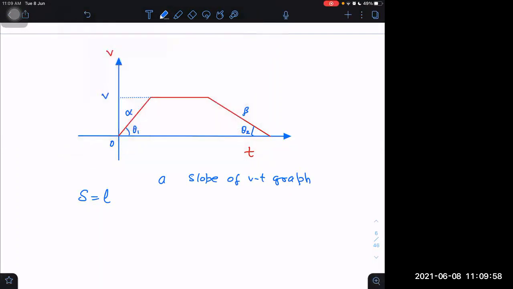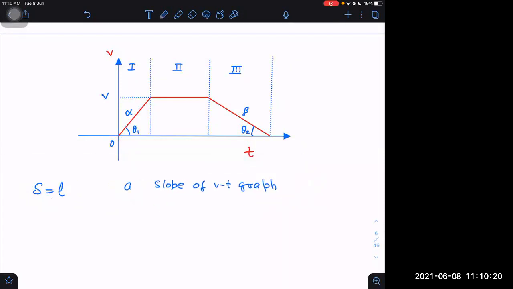then for the first part of the journey, let us now consider each interval separately. For the first interval, for the second, and for the third. For the second interval, it is uniform motion. For the first interval, acceleration can be found as, let us call the first interval acceleration A1, that is the slope of the VT graph for the first interval, which is equal to tan theta 1, but it is already given to us as alpha.